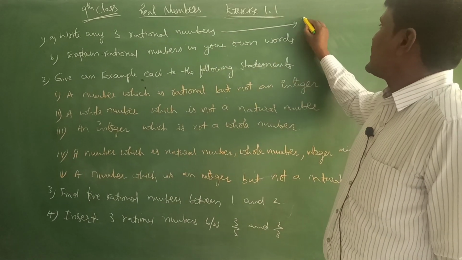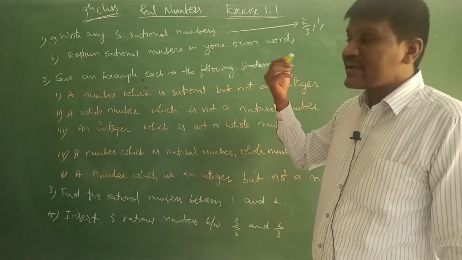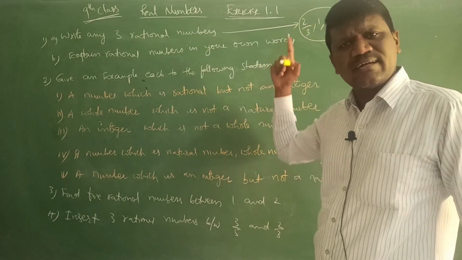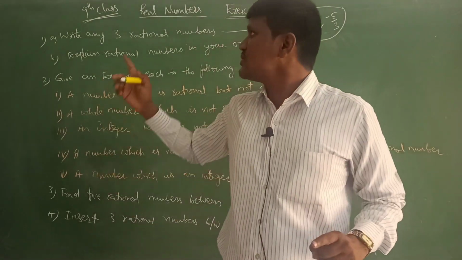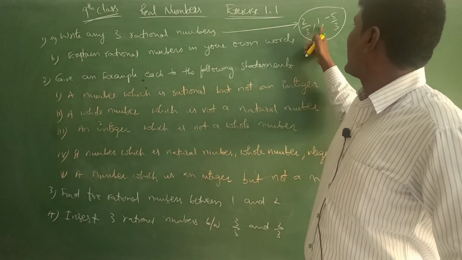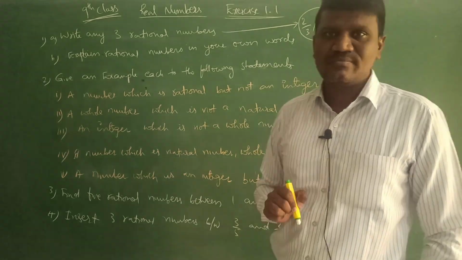So I can write 2 by 3 is a rational number. I can write 1 is a rational number. I can write minus 5 by 3 is also a rational number. So I can write any three rational numbers. You can write your own rational numbers also. Okay students? So this is the first one. Write any three rational numbers means 2 by 3, 1, minus 5 by 3. 1 is also a rational number because 1 I can write as 1 by 1.